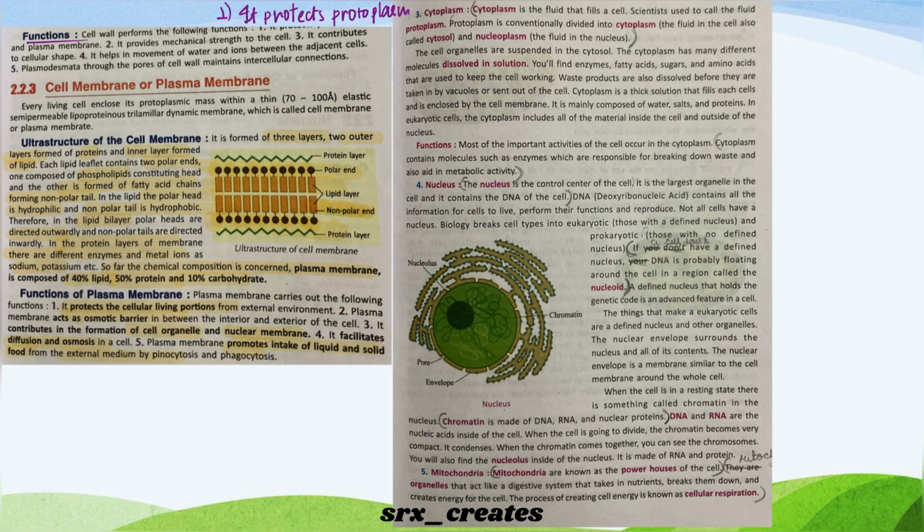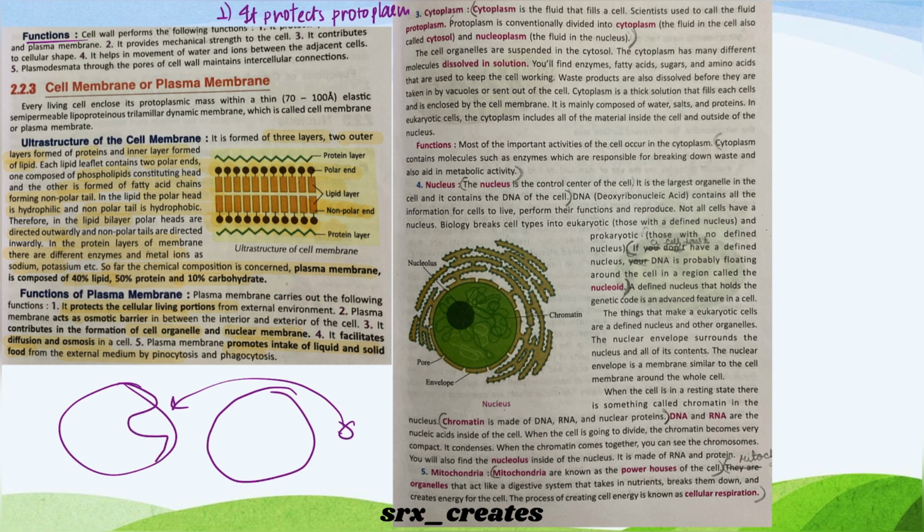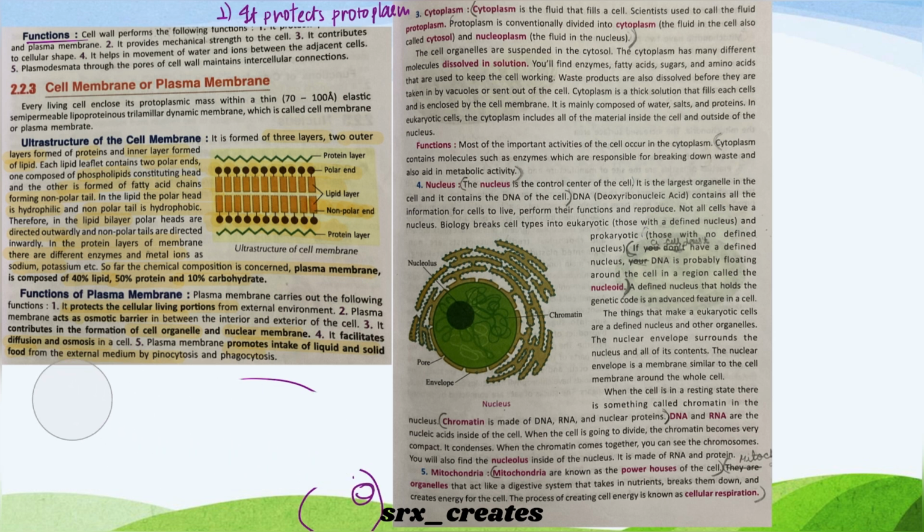It promotes intake of liquid and solid food from the external medium. Phagocytosis. Now what is phagocytosis? This is a cell, there is a food, this cell now, after getting the food, becomes like this. It grabs the food, then after grabbing the food it encloses it, then finally it becomes like this and takes the nutrition. This is phagocytosis. Okay, phagocytosis done.